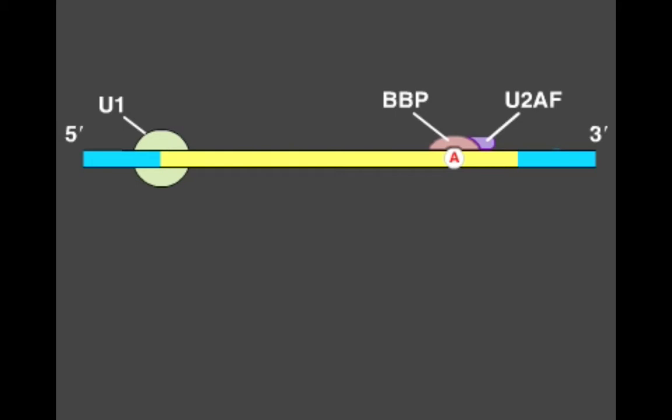And an RNA and protein complex, called a snRNP, recognizes the 5' splice site by forming base pairs with it.